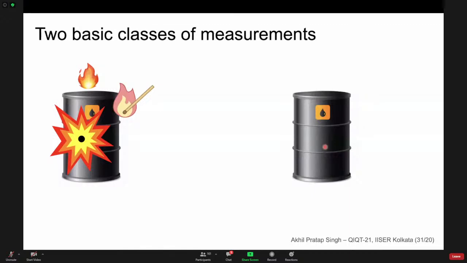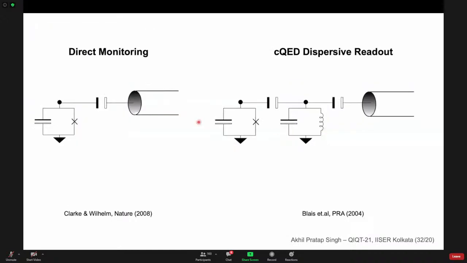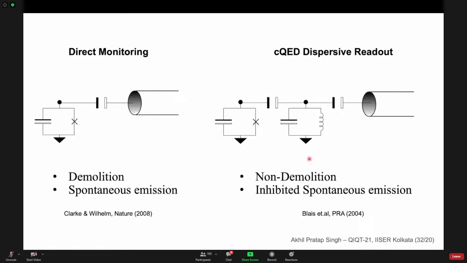But there is another option to find out if there are fumes. Let's say there is some technique: you shine a laser, there is some reflection or reaction, and you record it. Then not only do you get the answer to your question, but you also preserve your system. So, very aptly, the names are demolition and non-demolition quantum experiments. Both types of measurements can be done in circuit QED. The first, demolition, is direct monitoring. If you put in a signal, the noise comes, you get the state, but it is all demolished. But if you put a resonator in between, you can get the state of the qubit and it is also preserved. So it is non-demolition, and there is no spontaneous emission, because your qubit is not directly coupled to the transmission line.